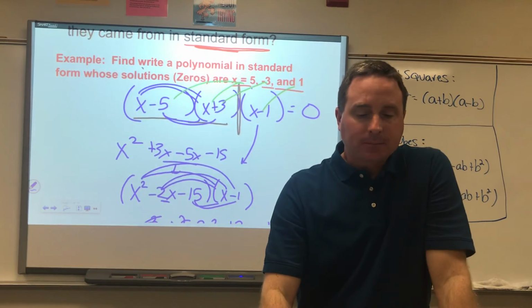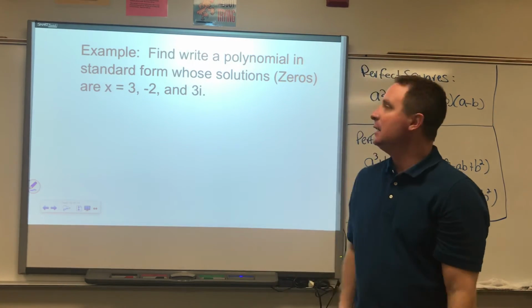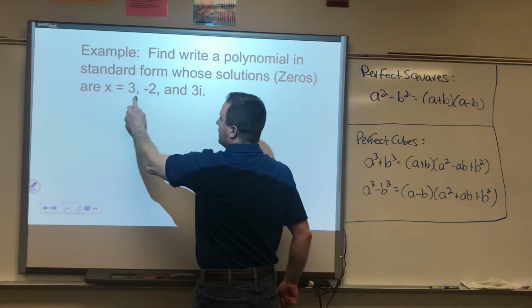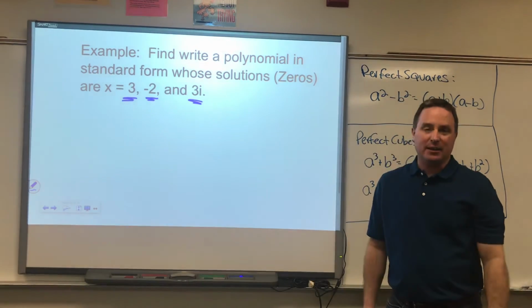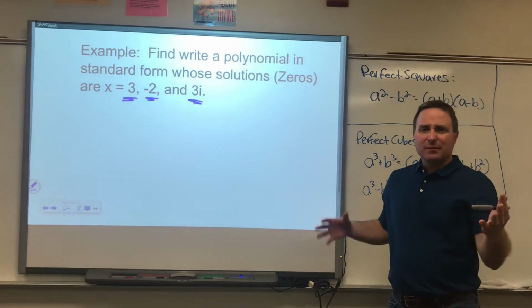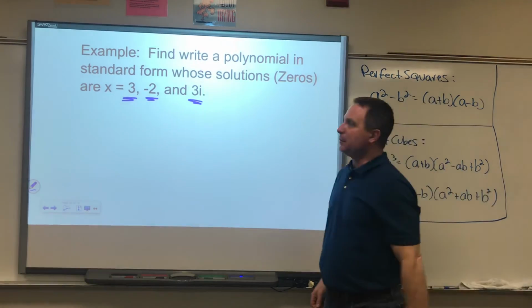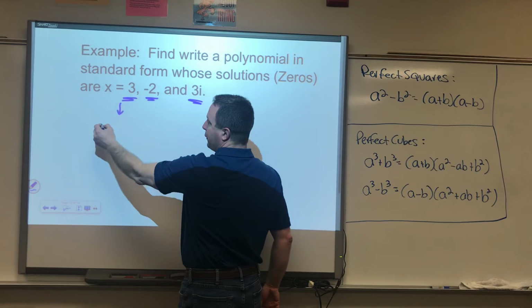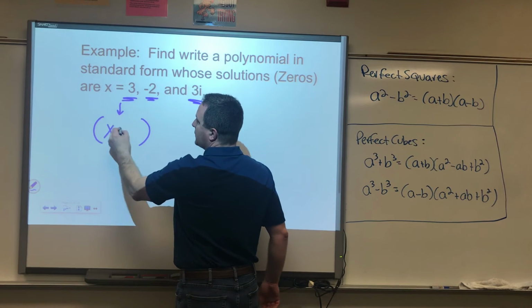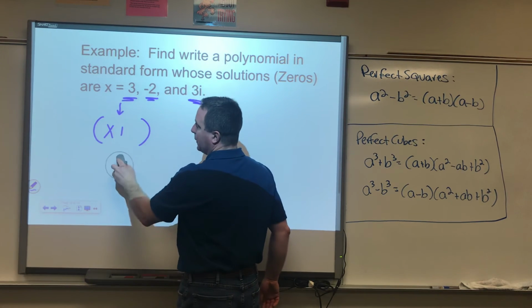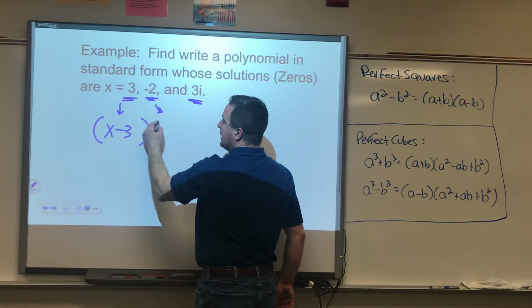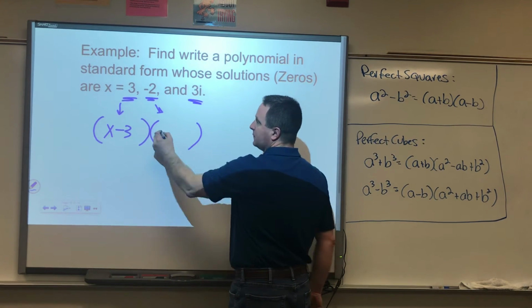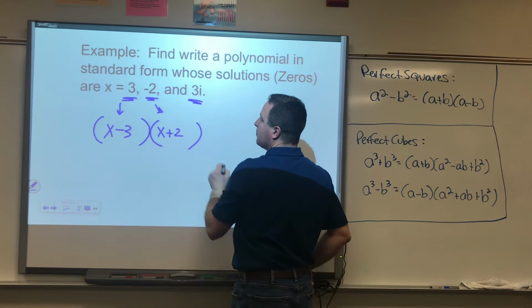Okay? All right, here's the last one. So the difference with this one, there's my 2 real solutions. Well, now I have a 3i. How does that differ? How does that come into play? Well, let's start out here. If 3 was a solution, it comes from x minus 3. Again, we start out by doing the opposite. If -2 is a solution, it comes from x plus 2.